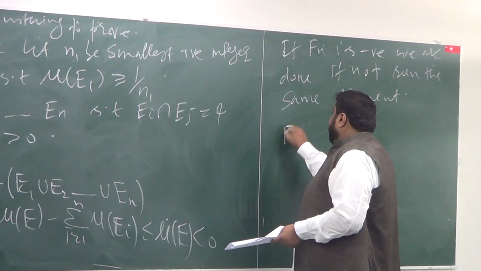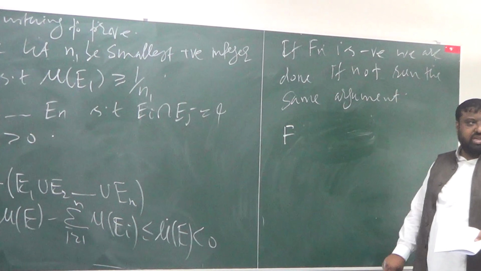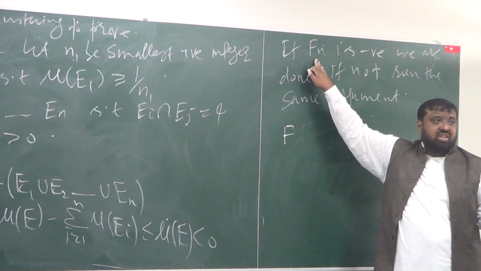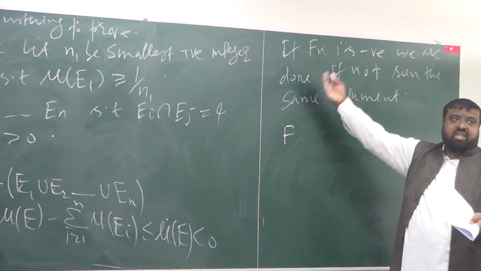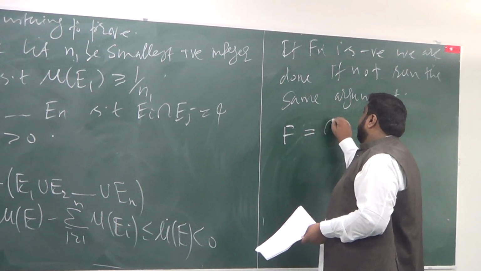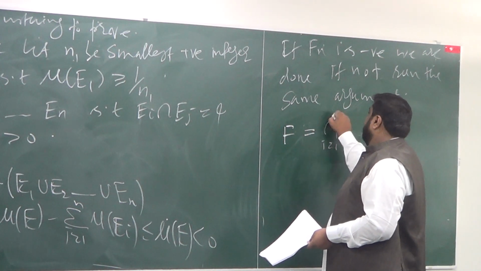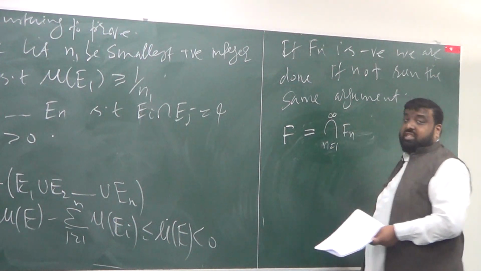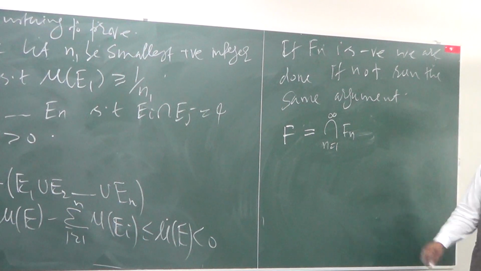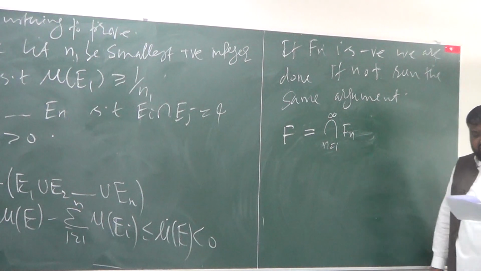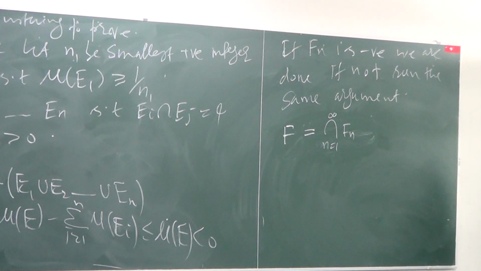Now, the required F would be Fn if the Fn is negative itself. But if it is not, I can do many such things. So the required F would be the intersection over n equal to 1 to infinity of all these Fn's. The claim is that this would necessarily be a negative set.